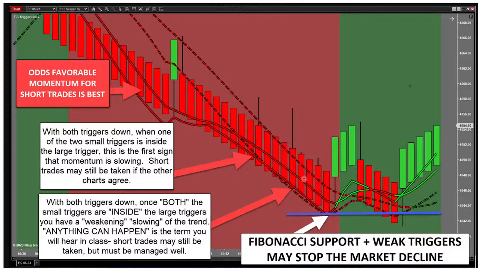That's the term you're going to hear in class, guys. We're going to talk about OFM, odds favorable momentum. We're going to talk about the old ACH, anything can happen. And you'll get to a point where short trades can still be taken, but they have to be managed aggressively. The entries have to be perfect. The path has to be clear because we're no longer in a position of momentum.